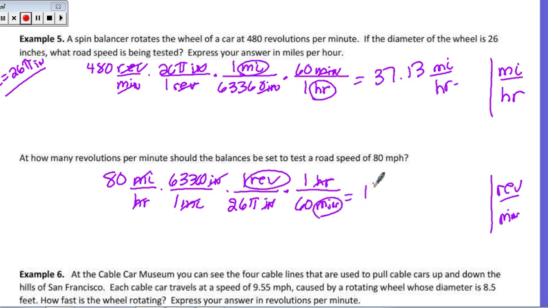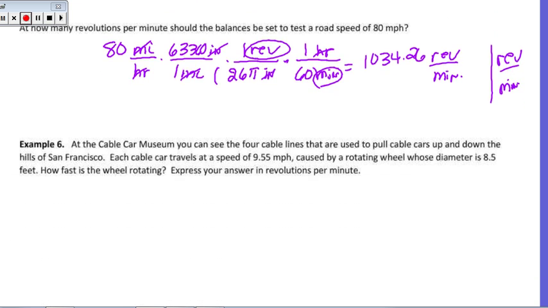And in the calculator, you should get 1034.26 revolutions per minute. Just a clue, when you're dividing in your calculator, I put parentheses around your multiplications there. Okay, let's try another example. We've only got 2 more to go.